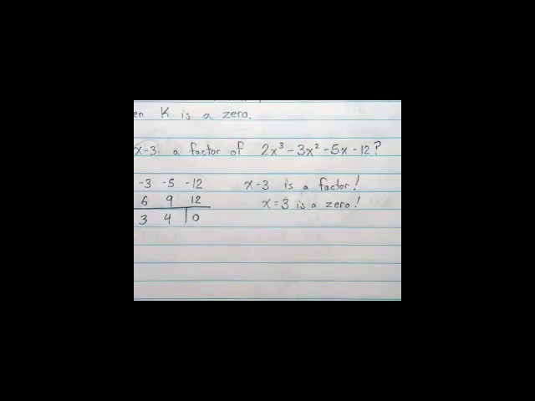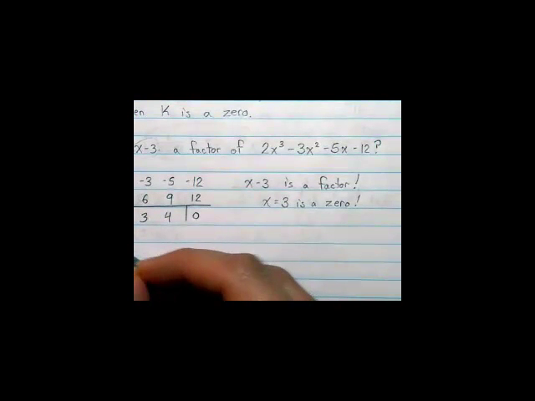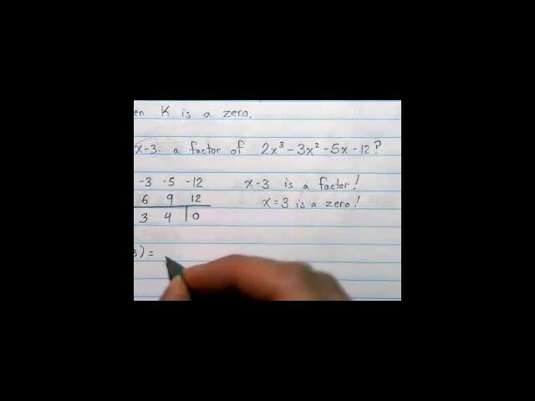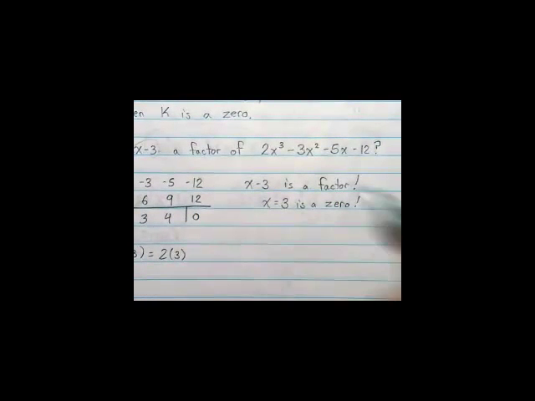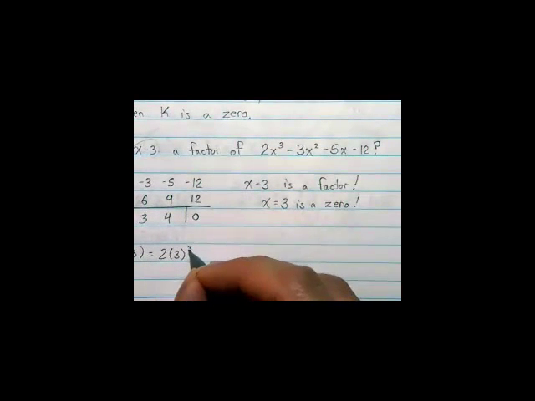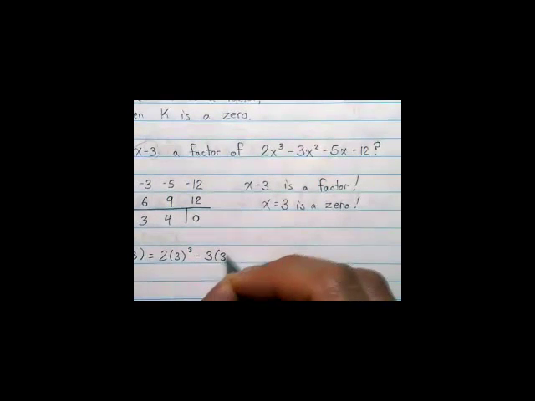In this case, let's say you didn't have a calculator to use. I mean, 2 times 3 to the third minus 3 times 3 squared minus 5 times 3 minus 12. Some people can do that in their head pretty quick. And that's an important point, though. There is that connection, too. F of 3, this is what the factor theorem was saying, that if you plug the number in, it should come out to 0.